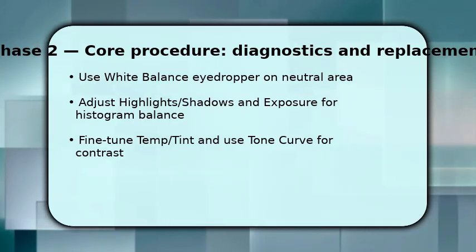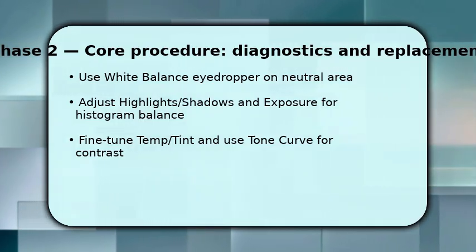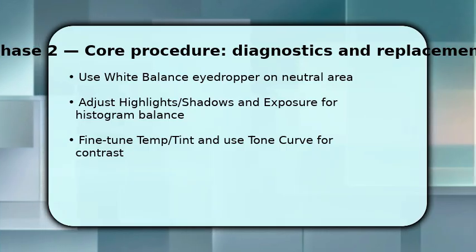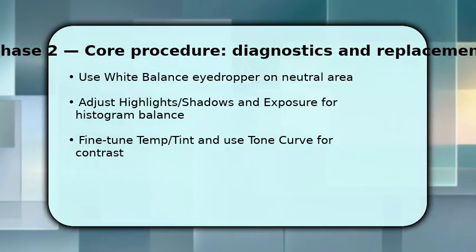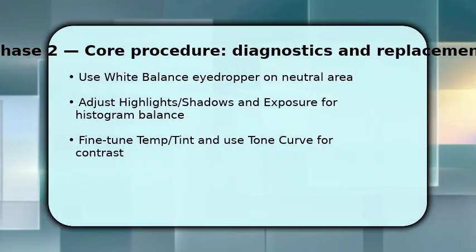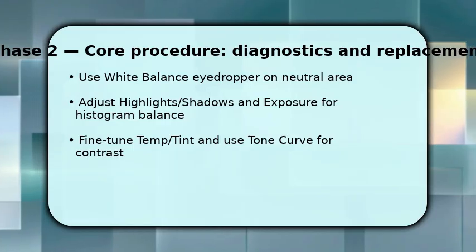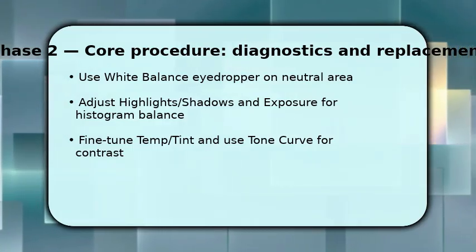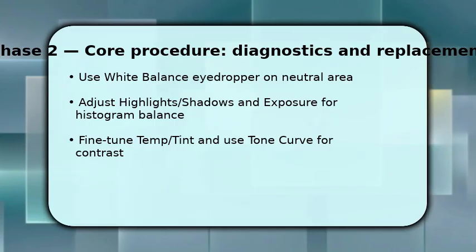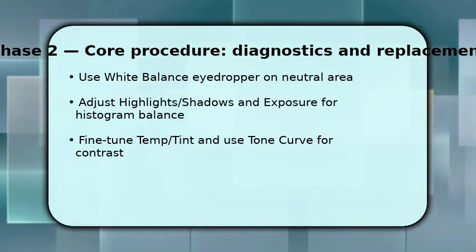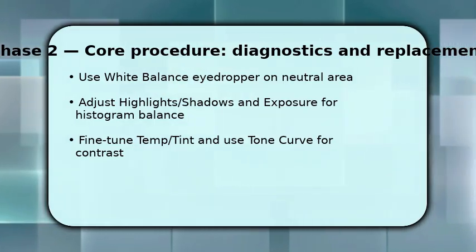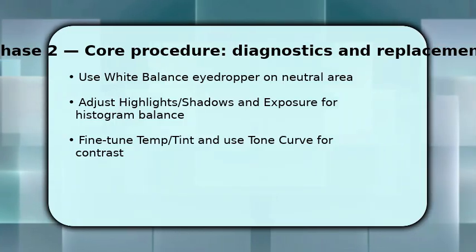Then make exposure and tone adjustments so the histogram has headroom, recover highlights and lift shadows as needed. Next, tweak temp and tint to match perceptual color and apply subtle tone curve changes for global contrast. Make small moves, large shifts hide calibration errors. You are shaping color fidelity and dynamic range together.